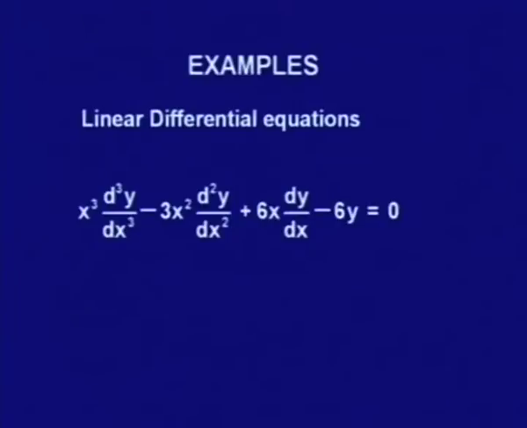This is called a linear differential equation. Let us see one more example. d2y over dx2 minus y is equal to 0. Here we see that the derivative d2y over dx2 and y both occur in degree 1 and separately. Thus, this is also an example of a linear differential equation.